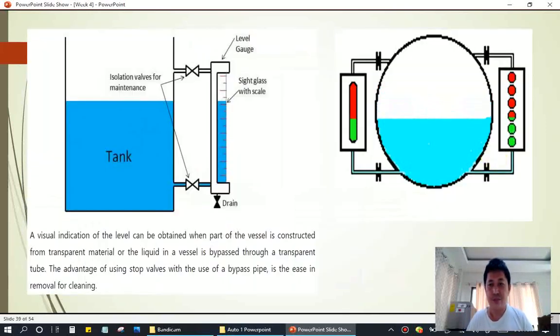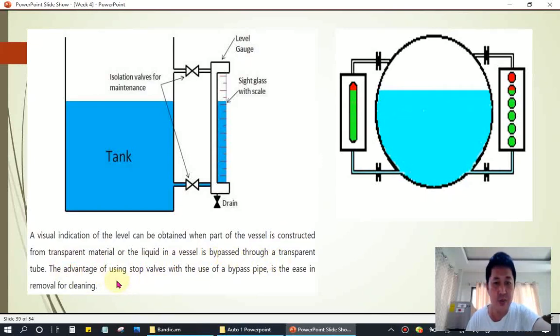So let us come to the application. As you can see here, the level of your water is being read by your sight glass. This is a bicolor sight glass, bicolor type. We have here also the mechanical type. A visual indication of a level can be obtained when a part of the vessel is constructed from transparent material, or the liquid in a vessel is bypassed through a transparent tube.